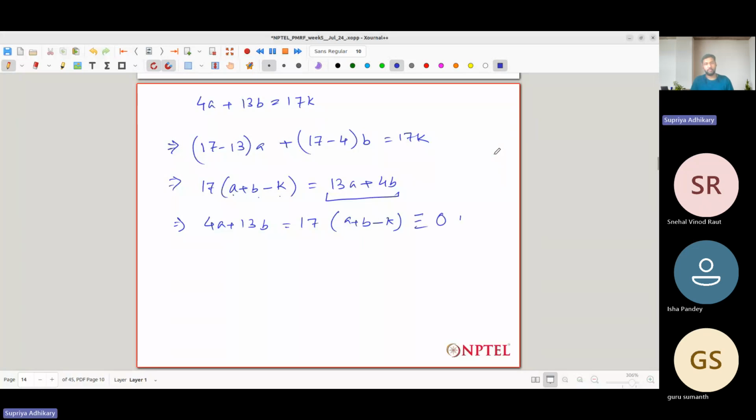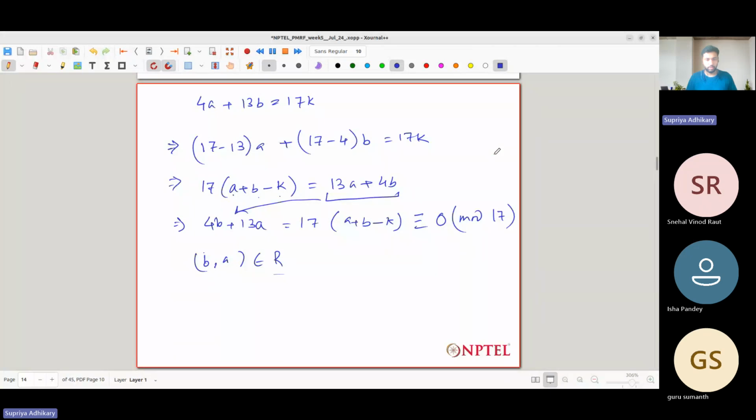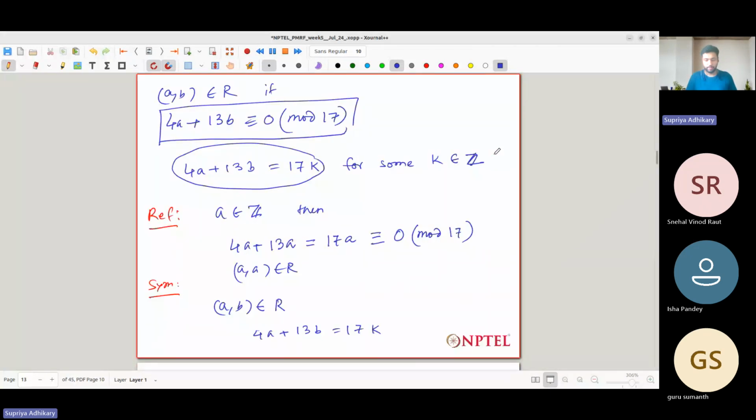And that means this is nothing but congruent to 0 mod 17. Sorry, this is 4B plus 13A. Therefore, we can write that (B,A) belongs to the relation R. So we have assumed that (A,B) belongs to R, and we have proved that (B,A) belongs to R. So definitely, this is a symmetric relation.